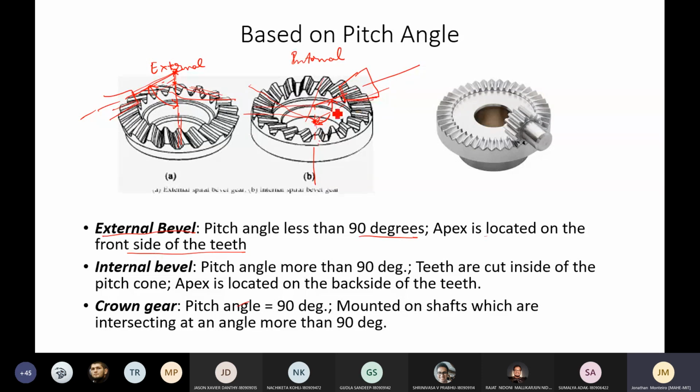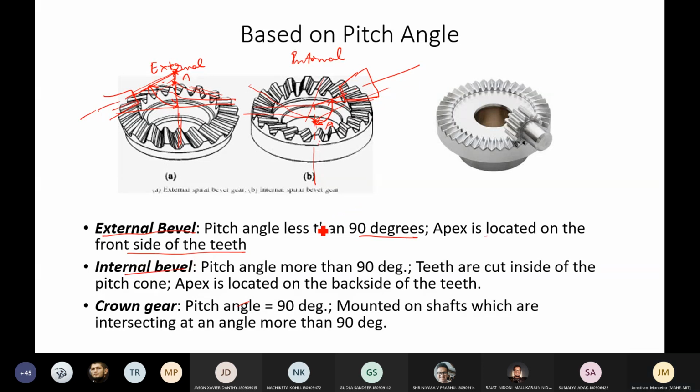This is the plane of the teeth. It will be back side. Here, this is the plane of the teeth. It is on the front side. Apex is here, A, but here it is on the back side. And that is the concept of internal bevel.